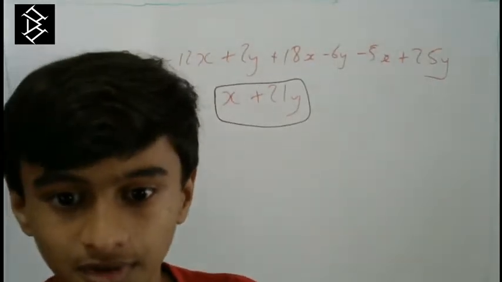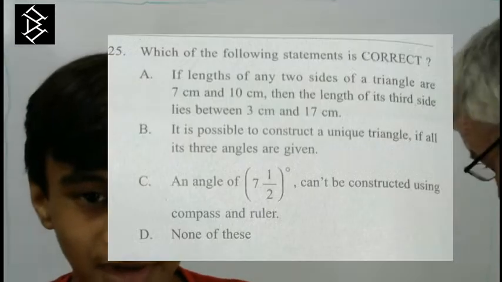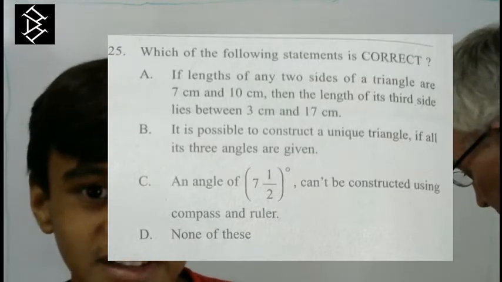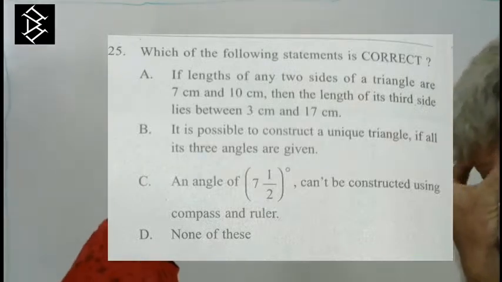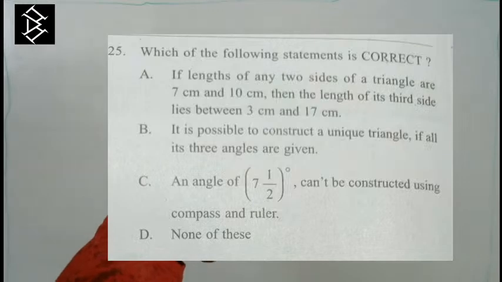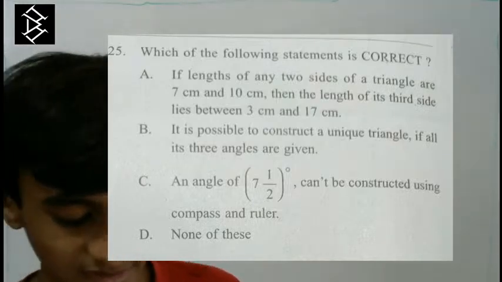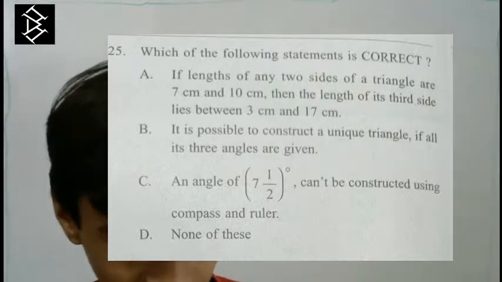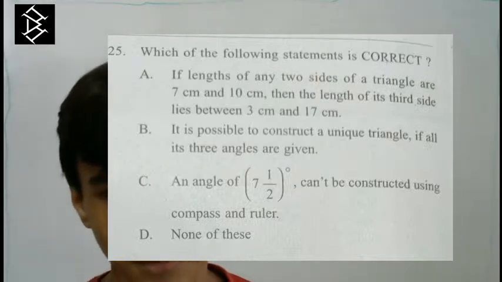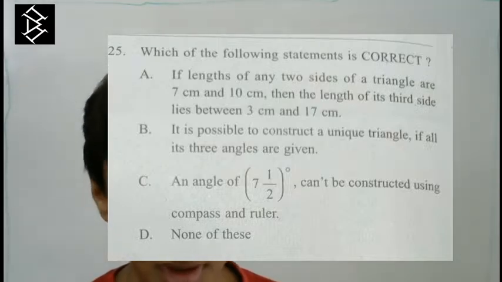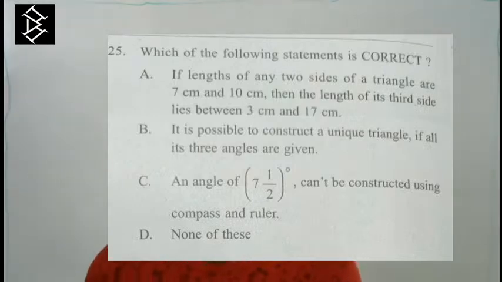25. Which of the following statements is correct? So we look at it. Option A, if the lengths of any two sides of a triangle are 7 centimeter and 10 centimeter, then the length of the third side lies between 3 centimeter and 17 centimeter. So you can try it for yourself, but option A is the correct one. So 25A is the correct answer.